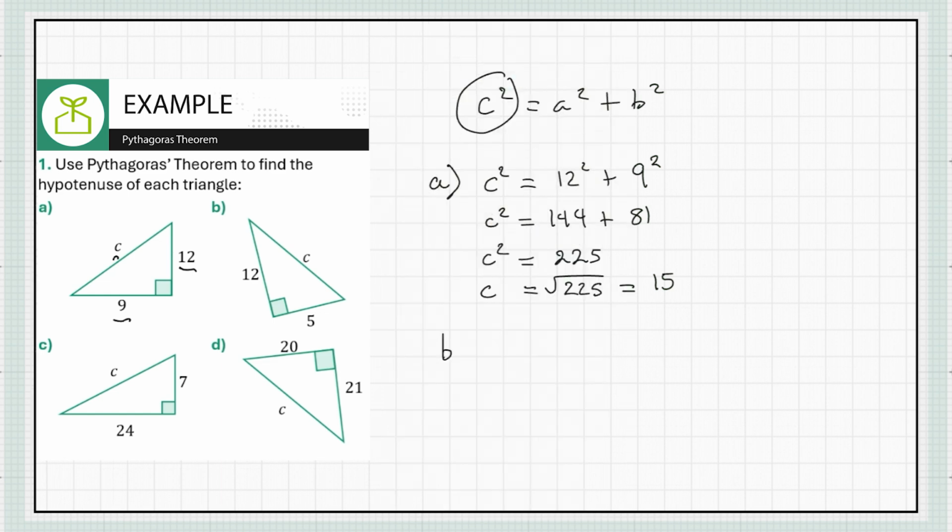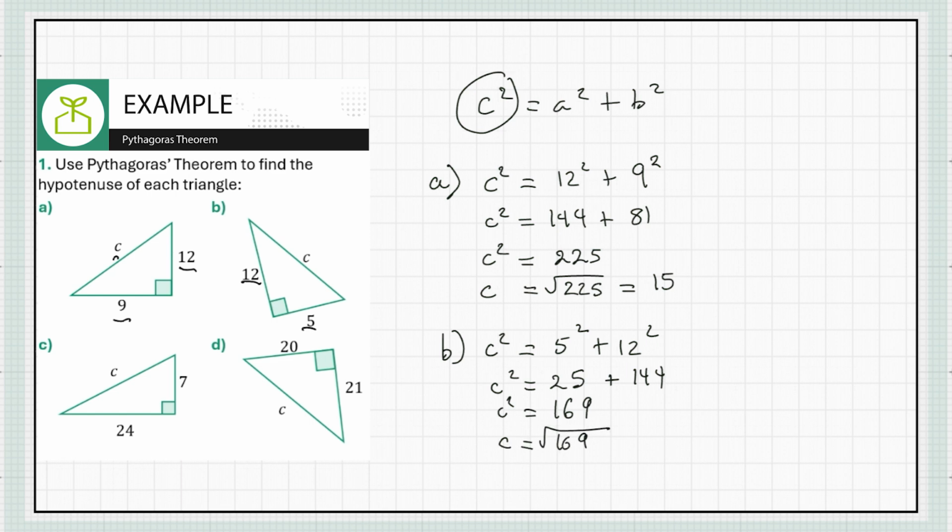So let's look at b. So for b, we have c squared is equal to 5 squared plus 12 squared. So c squared is equal to 25 plus 144, and that just equals 169. So c is equal to the square root of 169, and that is 13.